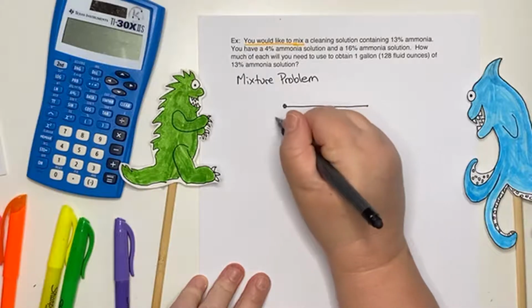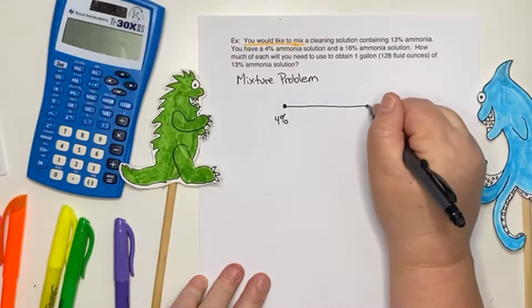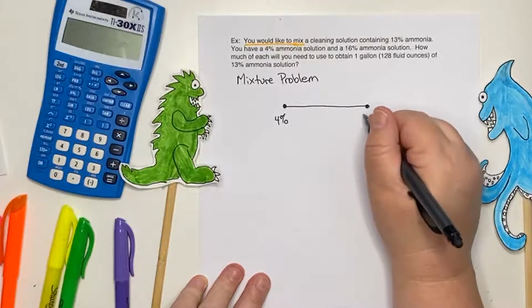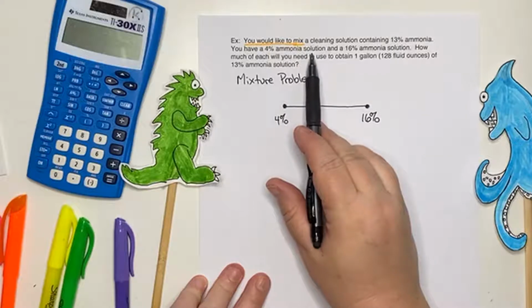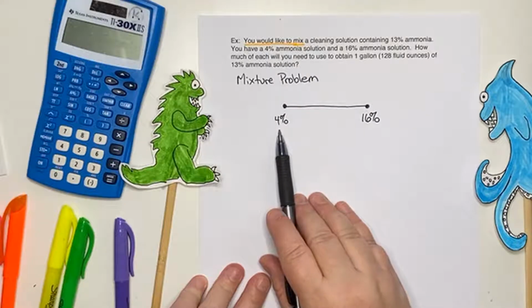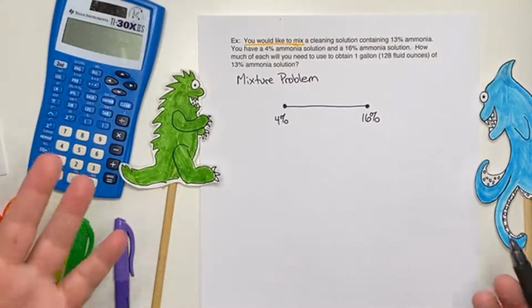And on one end, I'm going to write 4%. It's like a number line, but it's for percentages. On the other end, I'm going to write 16%, right? We've got a 4% solution. And by the way, you might be saying, what the heck is a solution? Aren't we looking for a solution?